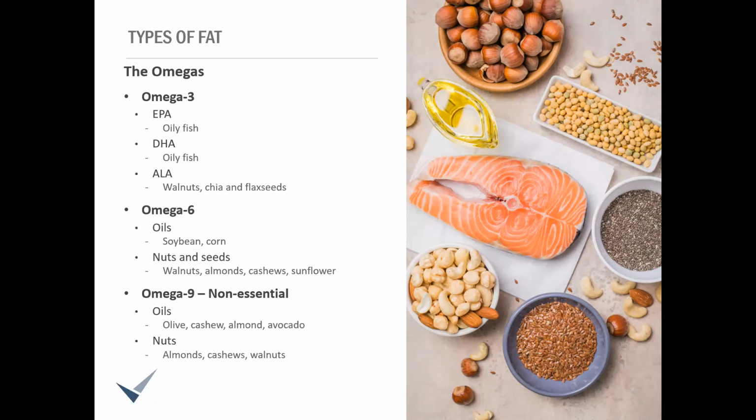And then we have omega-9 fatty acids, which is the least known. The body can actually produce omega-9s, which is probably why we don't hear about them, because they're not considered essential. There's some research pointing to benefits for inflammation, insulin sensitivity. Oleic acid is the most common. And again, it's going to be found in those oils like olive oil, cashew, avocado, almond, and then the actual nuts like almonds, cashews, and walnuts.